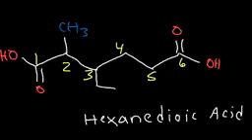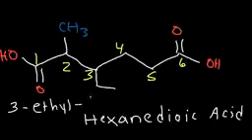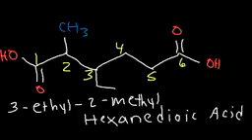And now we need to talk about the substituents. E comes before M, so this is going to be called 3-ethyl dash 2 dash methyl, and then hexane dioic acid.